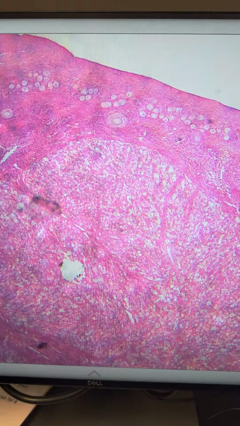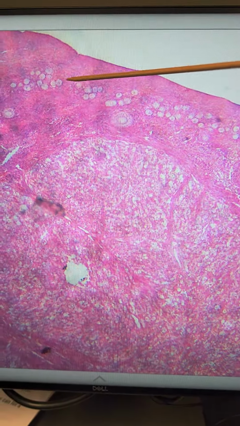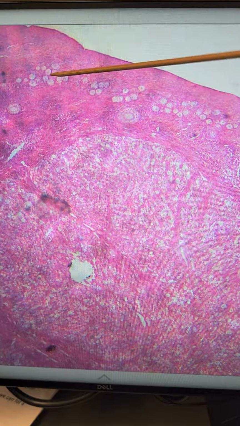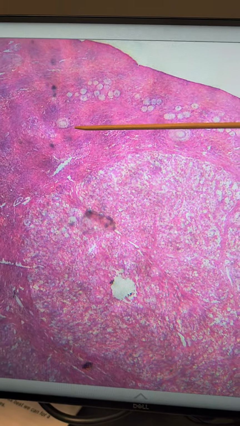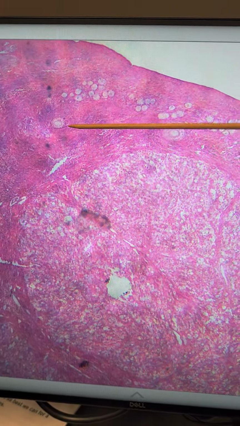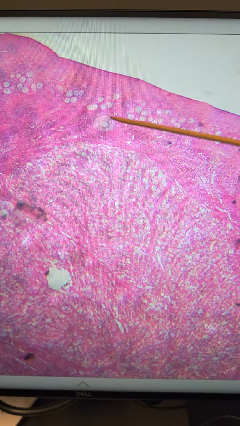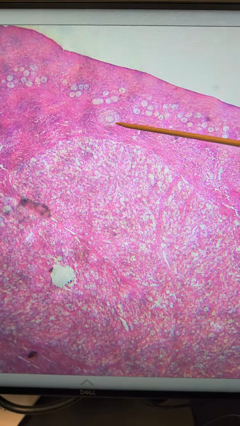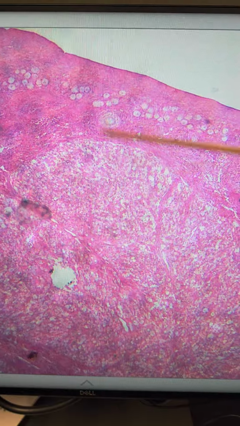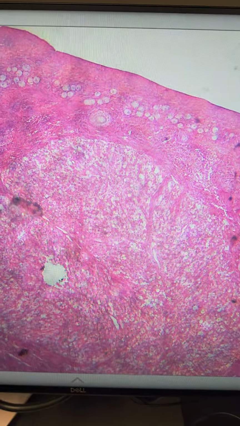Here we have a microscope slide of an ovary. We can see primordial follicles here. There's also a primary follicle, which is a single layer of cube-shaped or sometimes columnar-shaped cells. This follicle is a secondary follicle because it's got more layers of those cube-shaped cells.